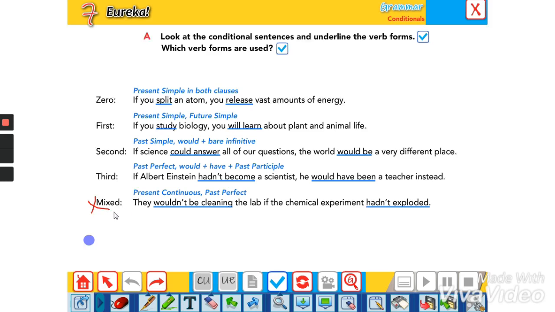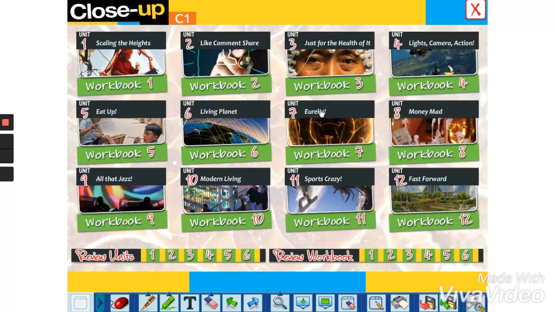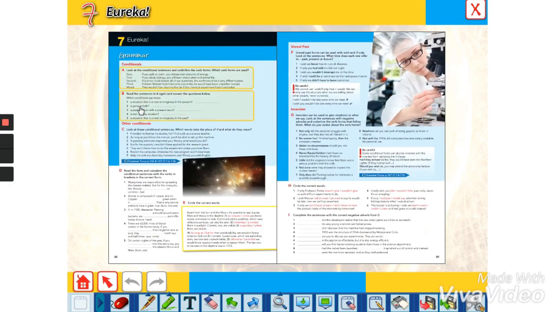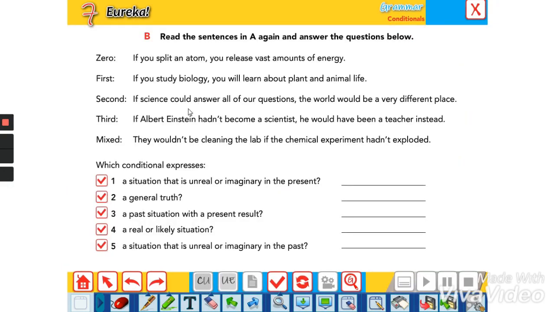The mixed conditional is not included, so you need to cross it out. Let's move to exercise B now. Exercise B. So we will need to go to B. B is related to exercise A, so you get a match or just to write down the usage of each situation given to you. So 1, a situation that is unreal or imaginary in the present.